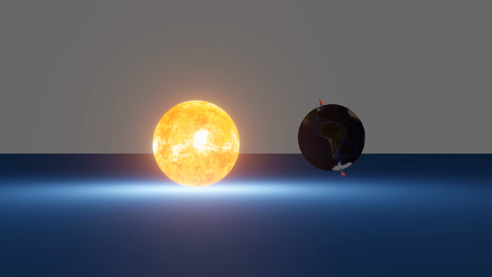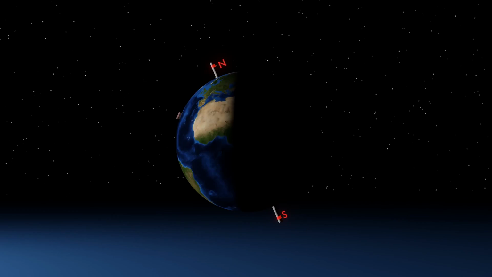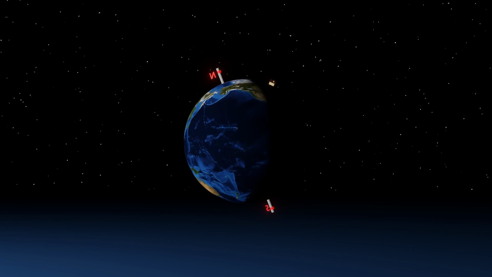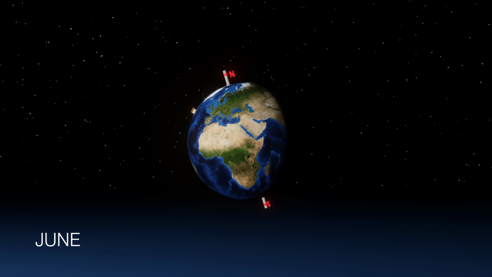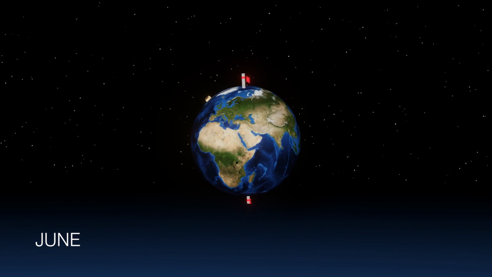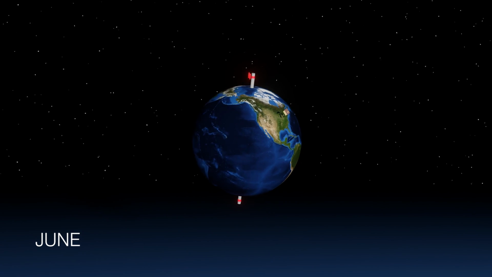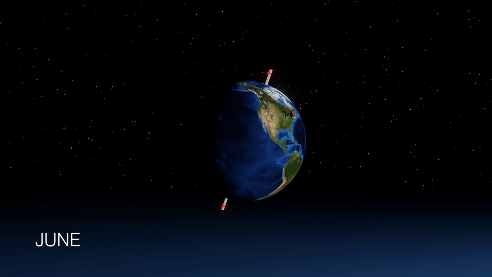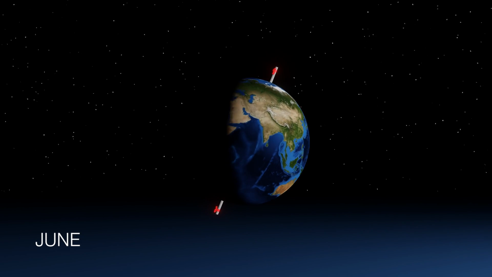Let's turn the lights off so we can see the Sun's luminance clearer. This current position of the Earth relative to the Sun is in June. This means that it is the summer for North America as we are tilted towards the Sun. This also means it's winter for the Southern Hemisphere as it is tilted away from the Sun at this time.